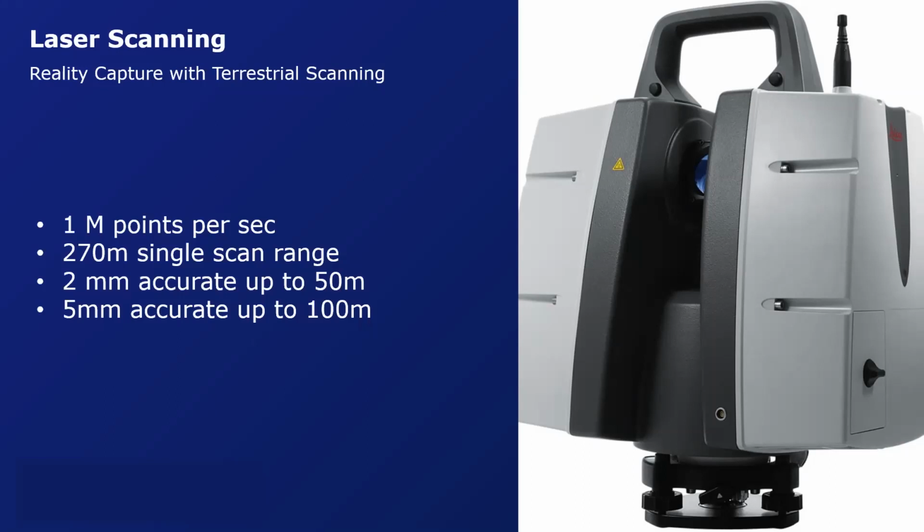All right. So for laser scanning, like I said, the P40, just some quick stats: 1,000,000 points per second, and it's about a 5-minute scan, so I'll let you do the math on that. The range is 270 meters for a single scan, and the accuracy you can get to is up to 2 millimeters in a 50-meter scan and up to 5 millimeters in 100 meters between scans.